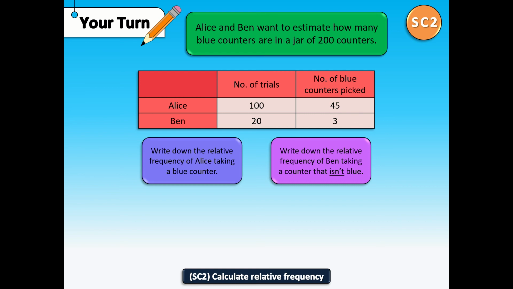So in this question, Alice and Ben want to estimate how many blue counters are in a jar that contains 200 counters. Write down the relative frequency of Alice taking a blue counter. So she picked out a blue counter 45 times, and she did that 100 times. Write down the relative frequency of Ben taking a counter that isn't blue. So he did 20 trials, and he picked out a blue 3 times. So that means 17 times he didn't pick out a blue. So that's 17 out of 20.